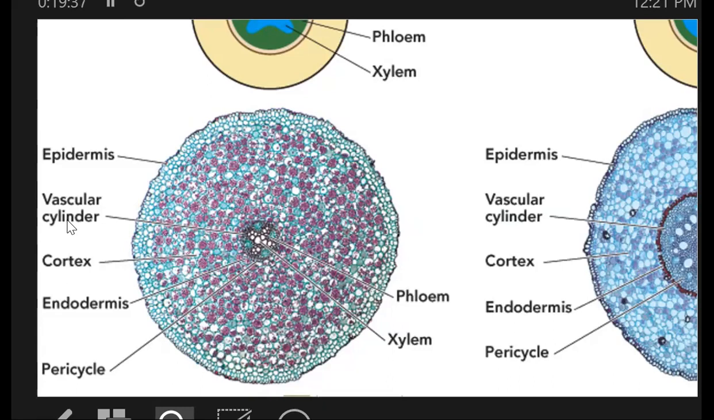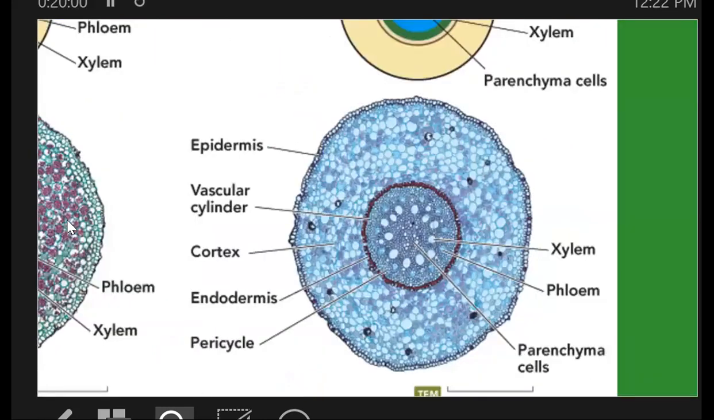So that's what you should be training your eye to if you're trying to figure out, oh yeah, that's a dicot. You're looking for that plus configuration of the xylem, the phloem in the corners of the plus sign, and it tends to be right in the middle of the cross section. So start training your eye for that, and then comparing that over to a monocot root.